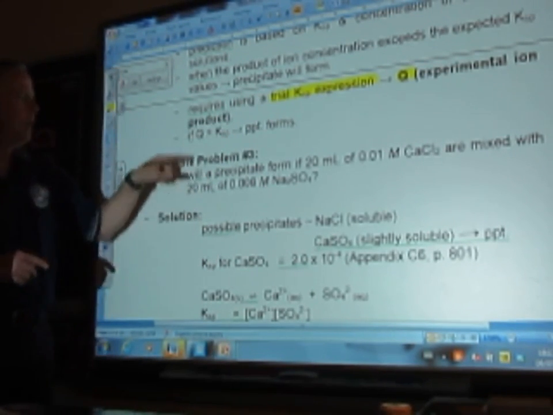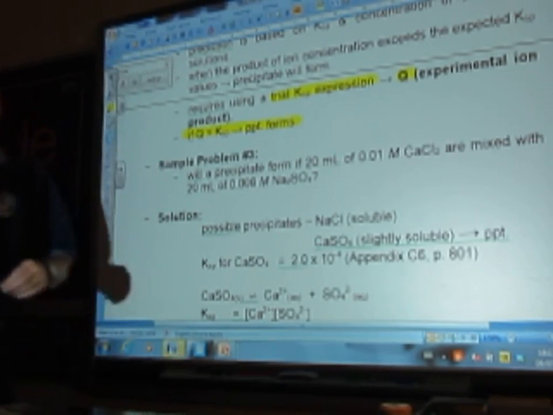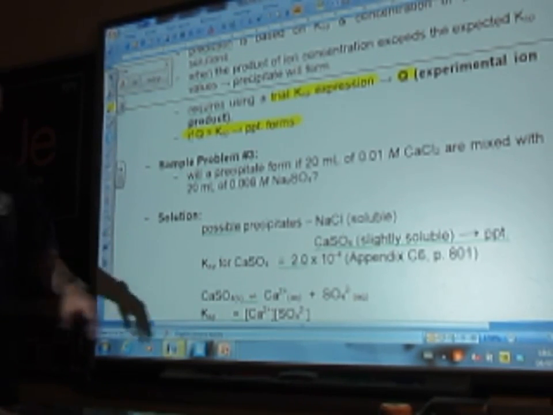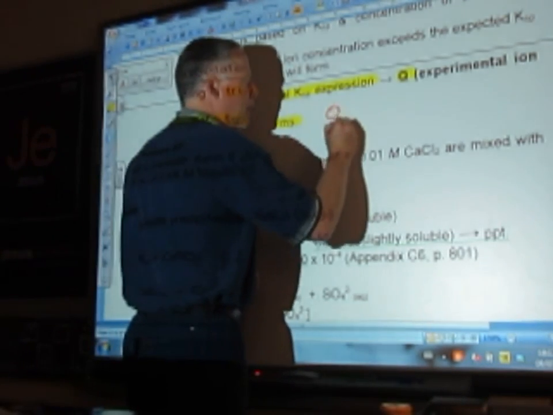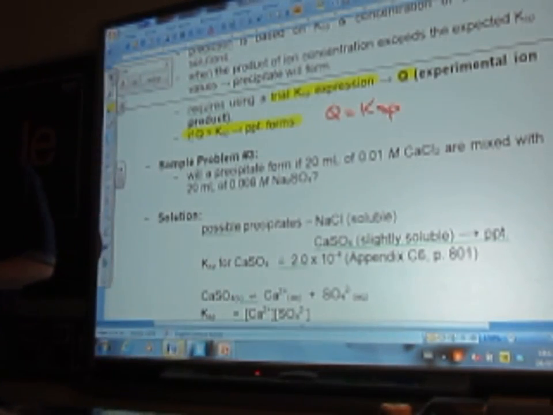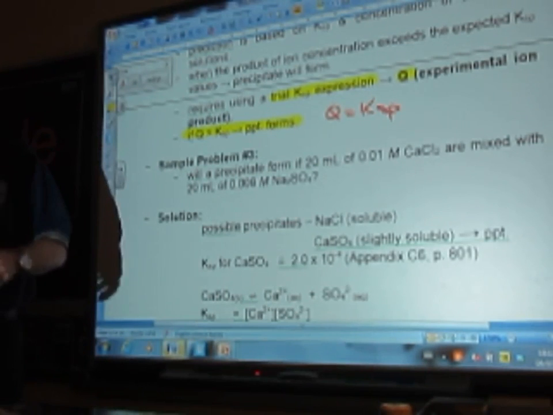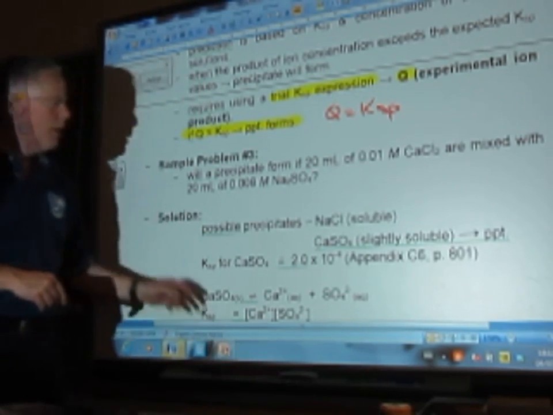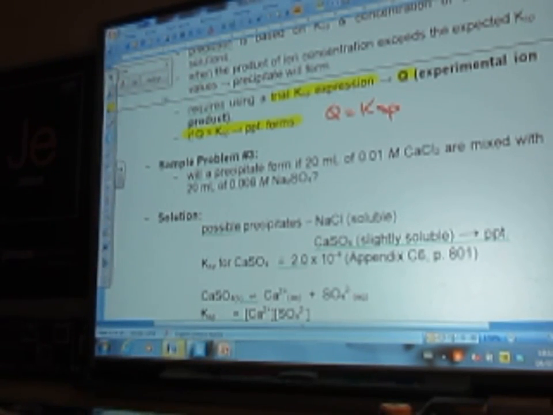compare Q to KSP. If Q is greater than KSP, we get a precipitate. If Q is less than KSP, there's no precipitate. And a kind of important one, if Q is equal to KSP, we've got a saturated solution that is about to precipitate if any more is added. Okay? So, take a look at sample problem number 3, and we'll start. Take a couple minutes to go over everything.